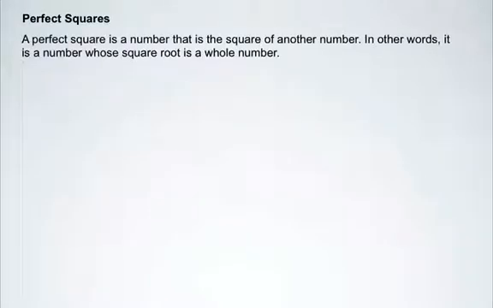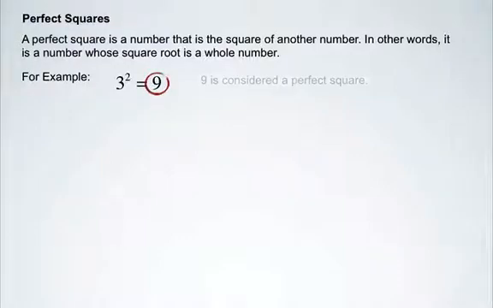Perfect squares. A perfect square is a number that is the square of another number. In other words, it is a number whose square root is a whole number. For example, 3 squared is equal to 9. 9 is considered a perfect square.